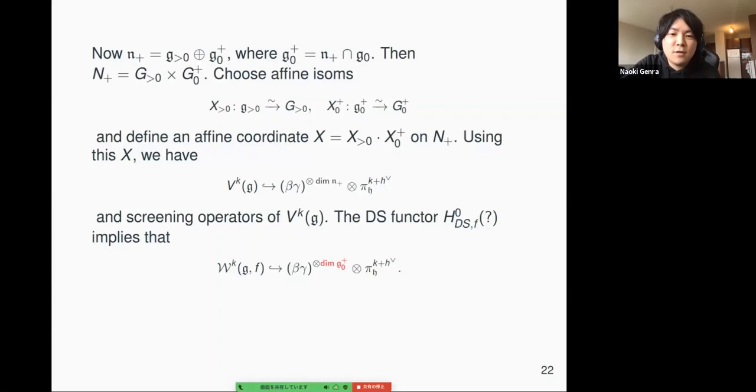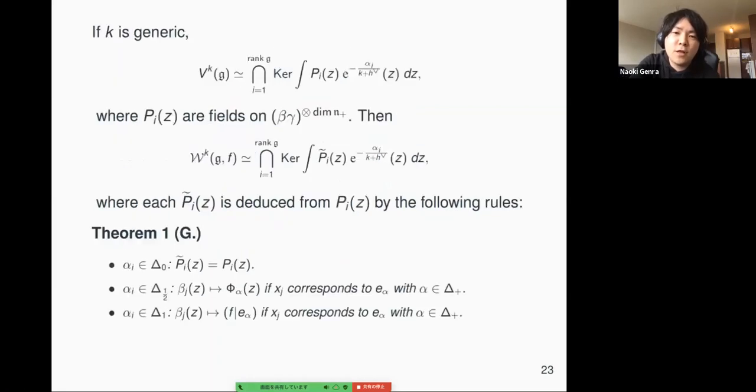And using this x, we have the embedding of the affine vertex algebra into the beta gamma system tensor Heisenberg, in the same recipe I explained. And also we get the screening operator. And now we take Drinfeld-Sokolov reduction. This implies that the W-algebra is embedded in the beta gamma system, where the number of tensor factors is just the dimension of g0 plus, tensor Heisenberg. We want to say that this is a free field representation of the W-algebra. And also, this construction gives the screening operator of the W-algebra.